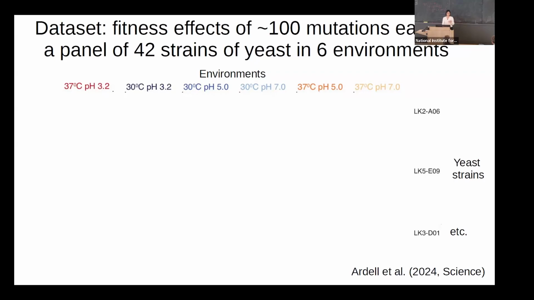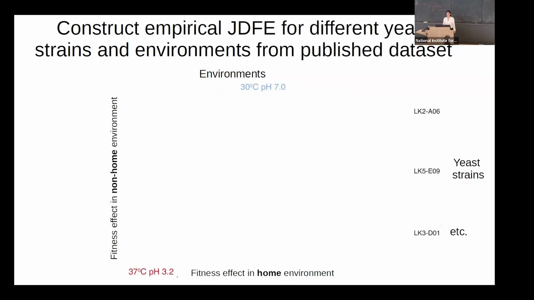Now we have our environments, our strains and also mutations, so we can visualize these joint distributions of fitness effects and how they are supposed to look experimentally.